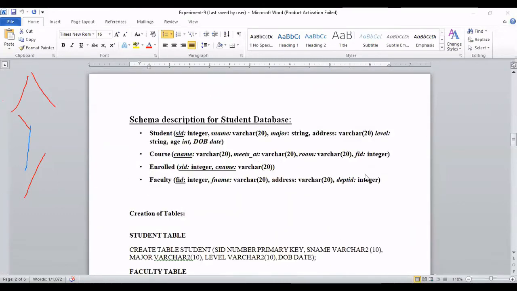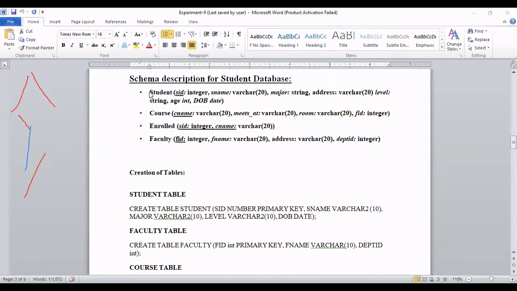So now moving to this, we have already created the 4 tables: student, course, enrolled, faculty. And remember the course table name we have changed later to class. If you remember, in experiment 4 the course table we renamed to class. So we have 4 tables. I'll show in my laptop. So it is there: student, class, enrolled and faculty.